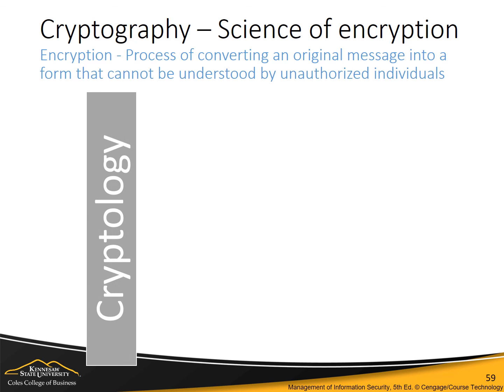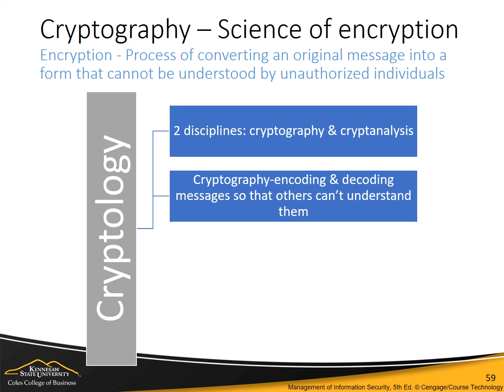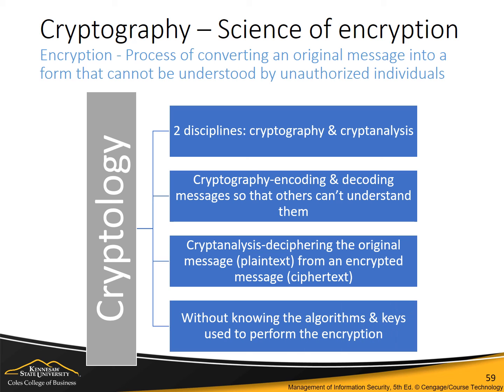Encryption is the process of converting an original message into a form that cannot be understood by unauthorized individuals. Cryptology, the science of encryption, encompasses two disciplines: cryptography and cryptanalysis. Cryptography describes the processes involved in encoding and decoding messages so that others cannot understand them. And cryptanalysis is the process of deciphering the original message or plain text from an encrypted message or ciphertext without knowing the algorithms and keys used to perform the encryption.